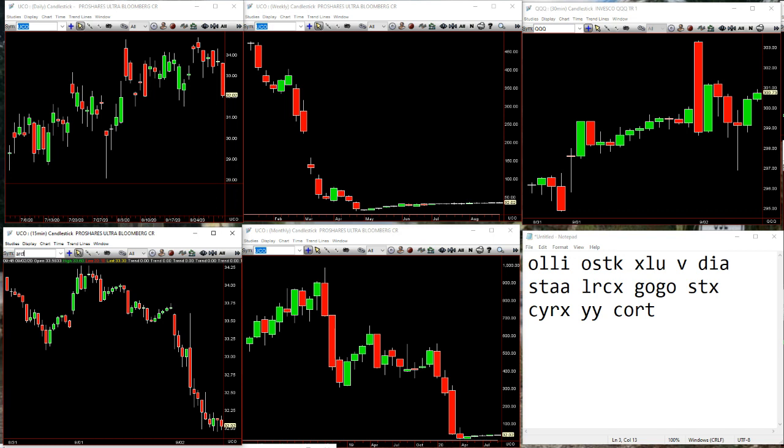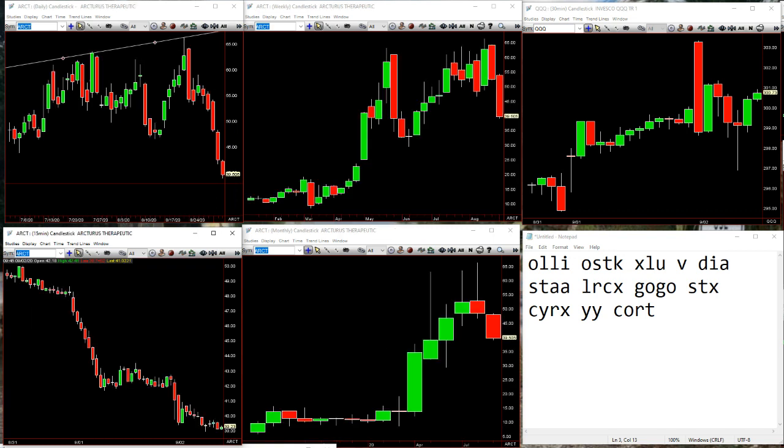You have ARCT. This was in the Strat Attack show last night. Inside week to the downside in the middle. 2-2 reversal month to the downside. Look at this thing. Puke.